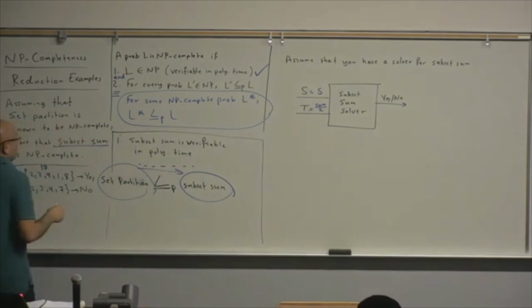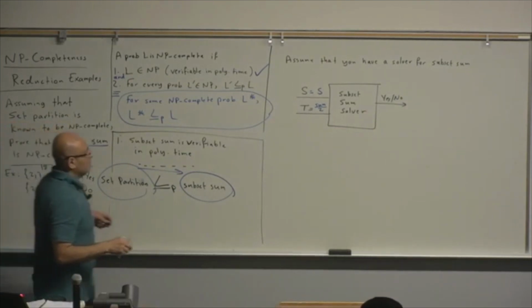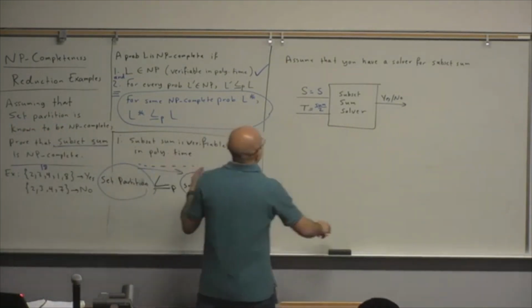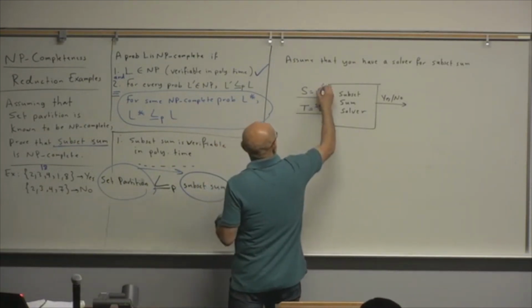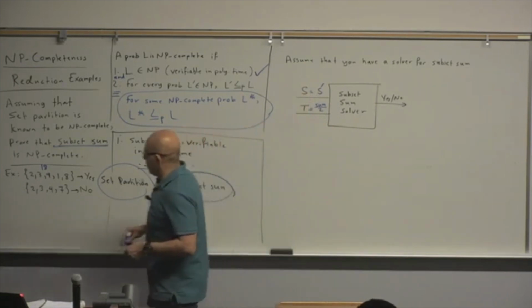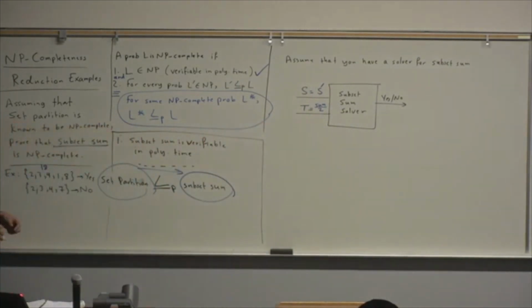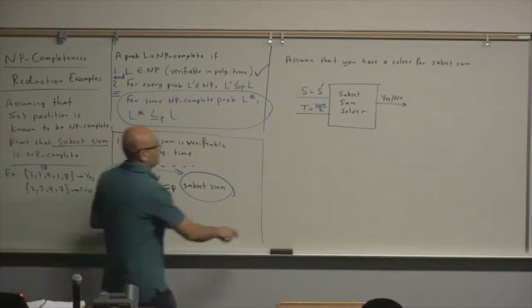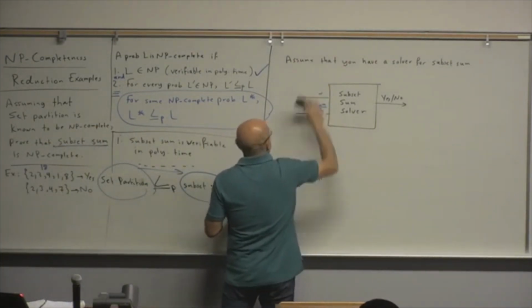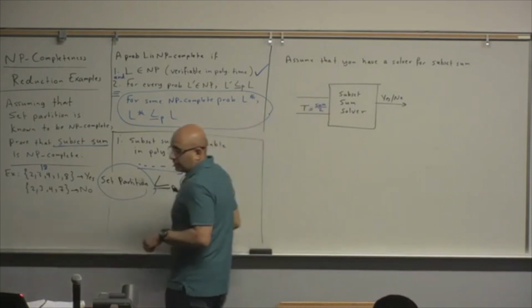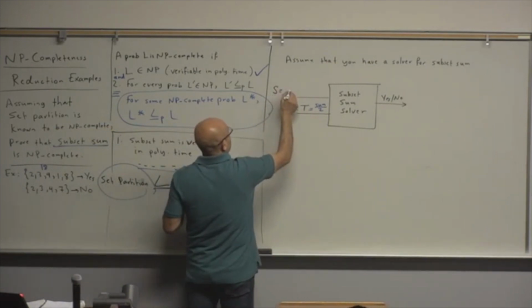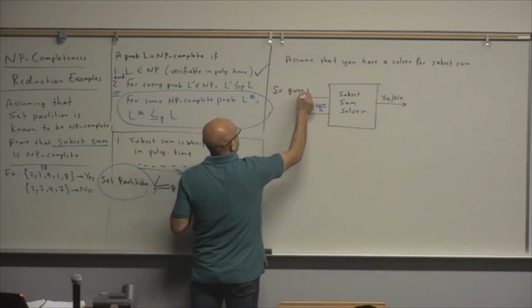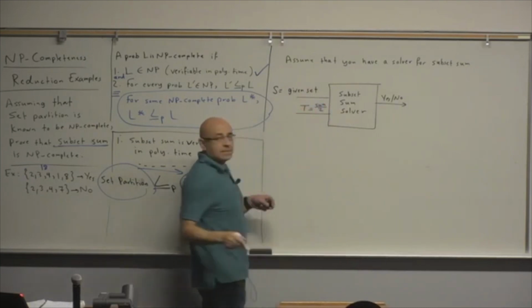Well, let's use different symbols. Let's call it S prime. So this is the given set, so just use the same set. Okay, S equals the given set, and instead of trying to introduce notation, S equals the given set and T equals the sum divided by 2.